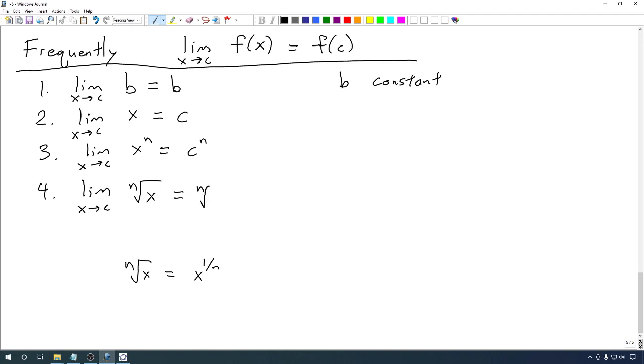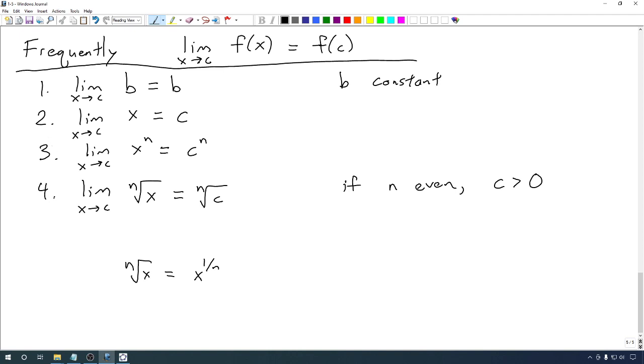Well, it shouldn't be too surprising that this is also an example where we can just plug in our number. We get the nth root of c. Though we do have to be a little bit careful here. If n is even, then c has to be positive. Because obviously we can't take the limit of the square root of x as x goes to -1. Because, well, the square root of -1 is not a real number that we can work with. And there's not even, say, numbers around -1 to be able to plug into the square root function in the first place. At least not without getting into complex numbers, which we don't want to do here.